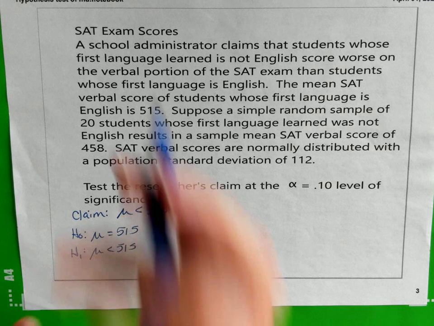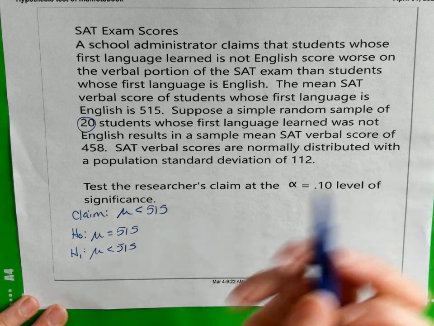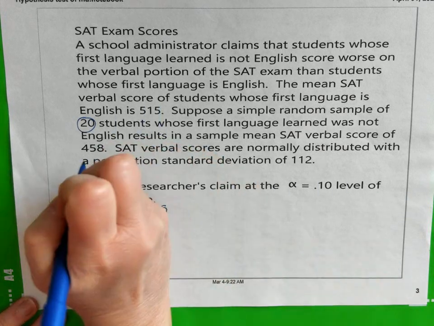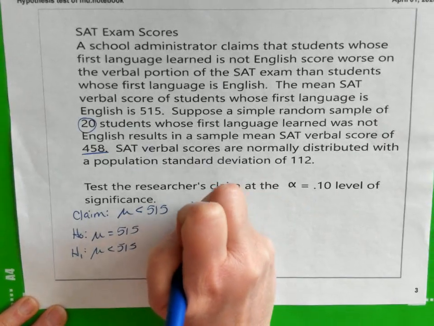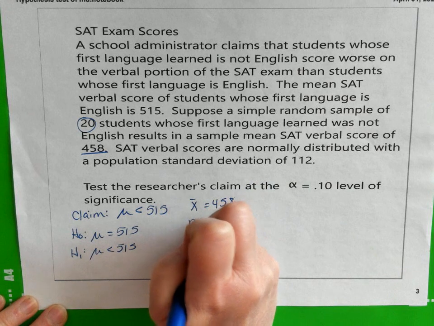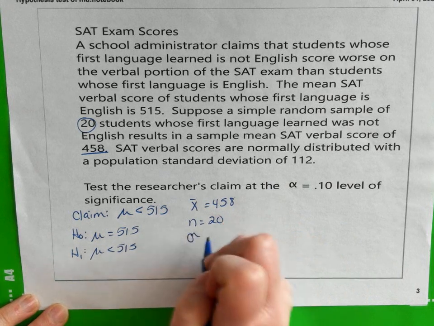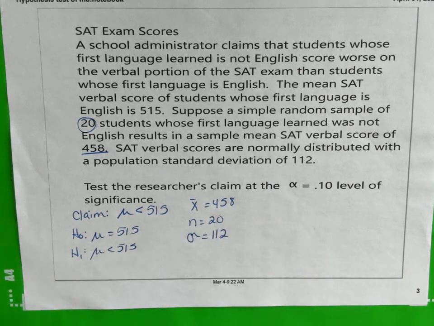Suppose a simple random sample of 20 students, and we have a verbal score of 458. So X bar is 458. N is 20. And we have a standard deviation of 112. I'm just pulling numbers out here. Alpha is 0.10 this time.